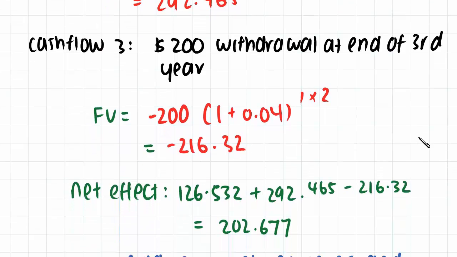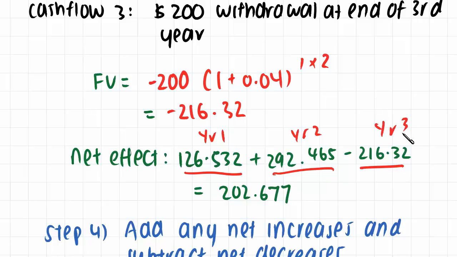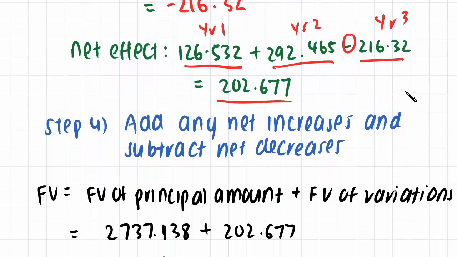Alrighty. So then after that, all we need to do is find out the total or the net change or variation. So the net effect of the deposit is an increase by $126. Another increase by 292, and then that's at year 1, that's at year 2, and then at year 3 we have a withdrawal, so that minuses from the net amount. So therefore we have a net increase in the principal amount or the account balance by about $202.68.